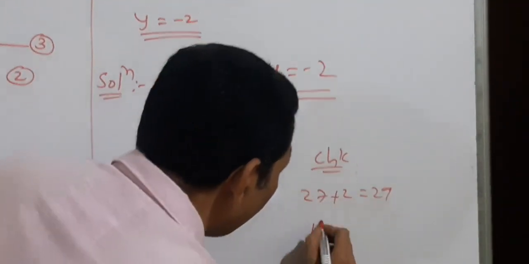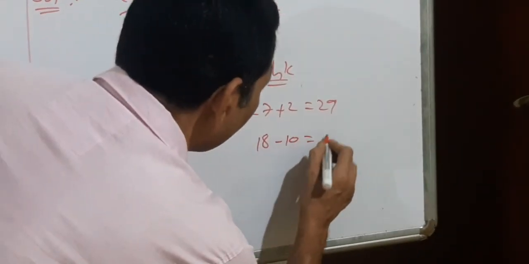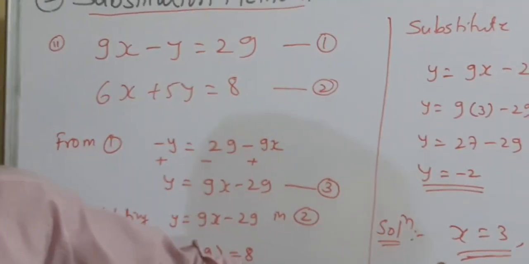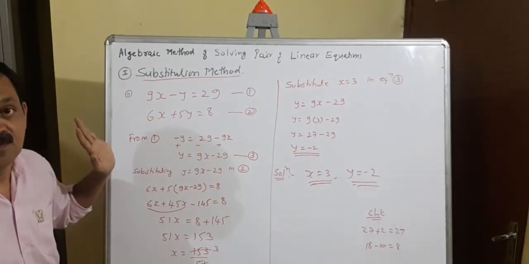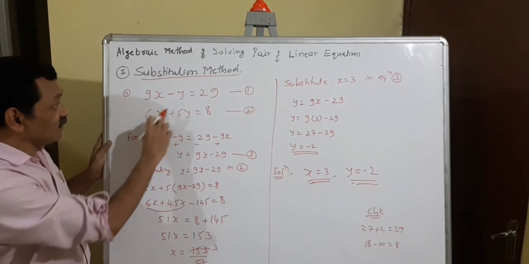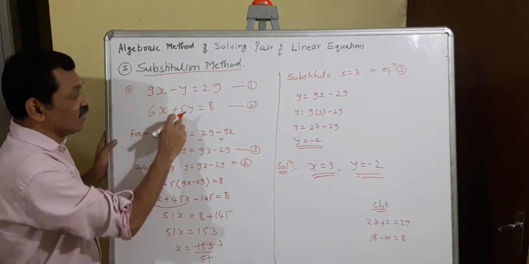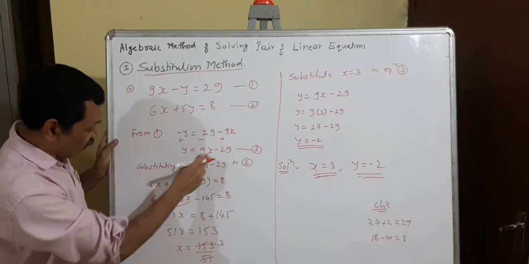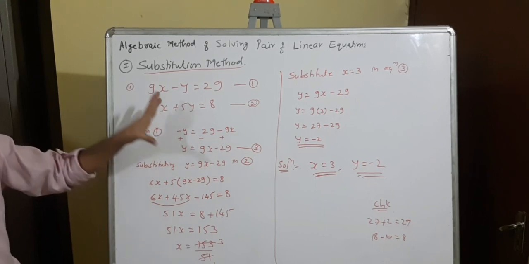We will go for the second. 6 threes are 18 and 5 into minus 2 is minus 10, is equal to 8. Satisfies equation 2. Therefore our solution x is equal to 3, y is equal to minus 2 satisfies both these equations. So is it clear? What we are doing is we go for the easiest one, any variable with coefficient 1, substitute it for the value of y or value of x, and we get both the values. That is the solution of this equation.